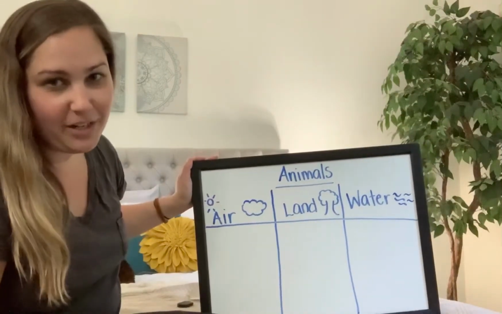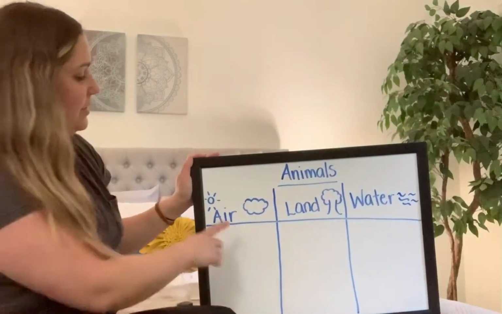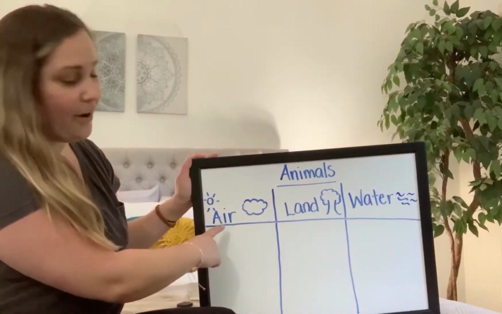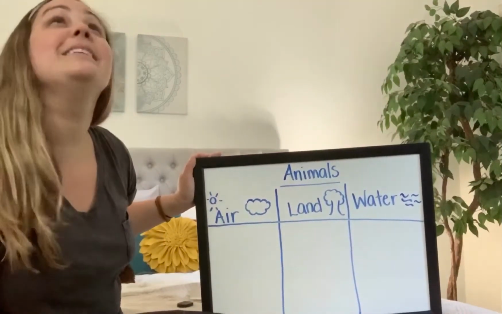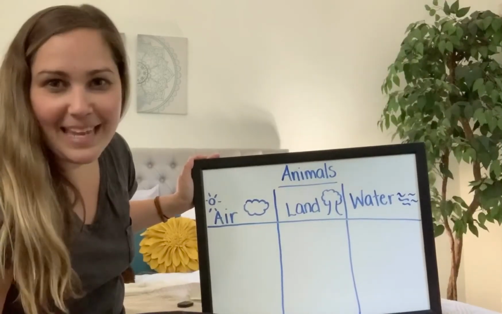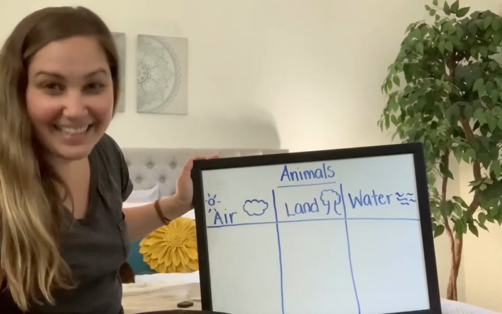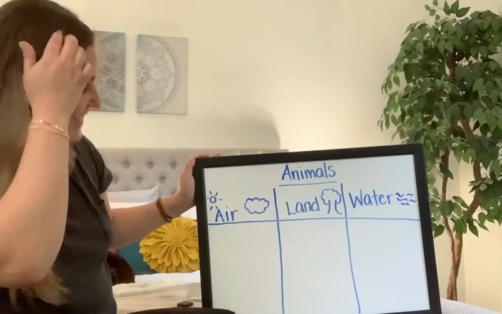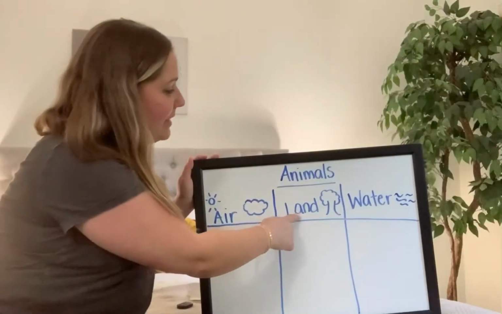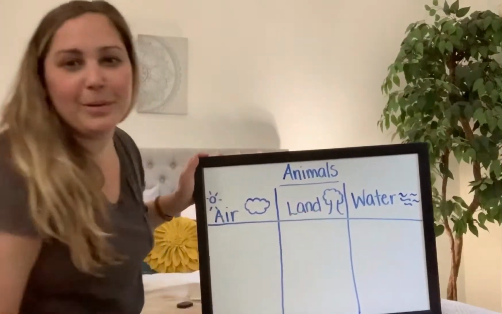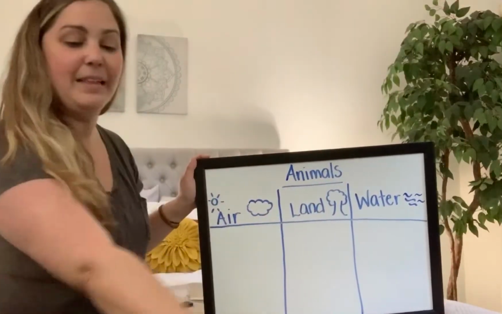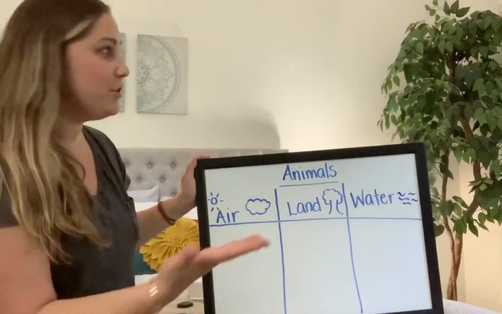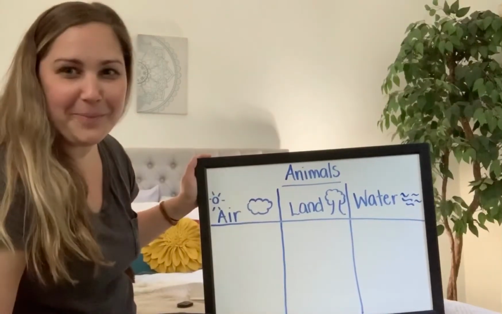So I made a chart here ahead of time. As you can see here, it says air, and it has a sun and clouds, because what is up in the sky? What's up in the air? The sun and clouds. And then I wrote land. And to help you remember land, I drew a tree, because on the land, on the earth, are trees. And there's my tree in my room.